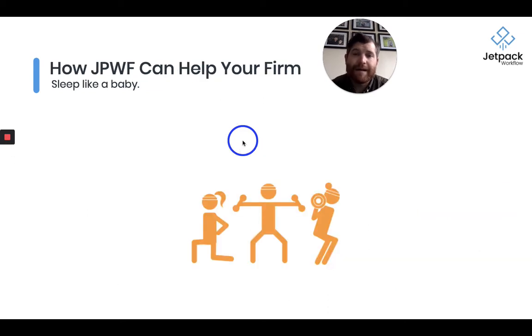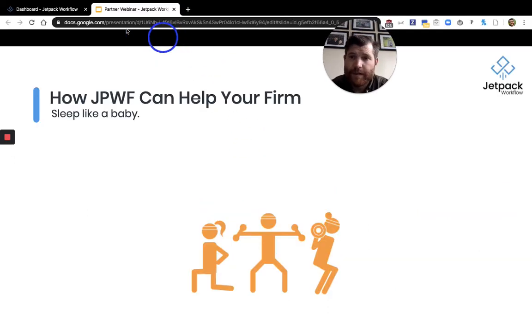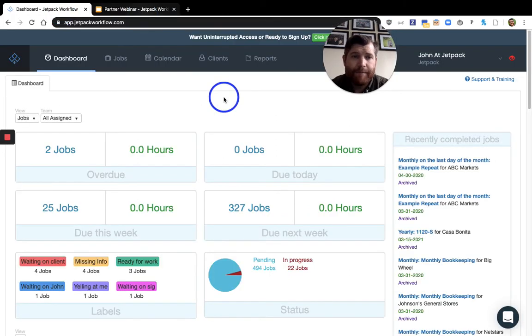So let's talk about how Jetpack Workflow can help your firm. And we're going to jump right into the application right now. This is an instance of Jetpack Workflow. It's my personal one. There's dummy data inside of here, so if something looks odd, that's the only reason. What you're brought to is this idea of the dashboard. And what we're going to do is give you a quick tour of what each one of these little tabs means. And then I'm going to give you an overview of how you can use Jetpack Workflow.